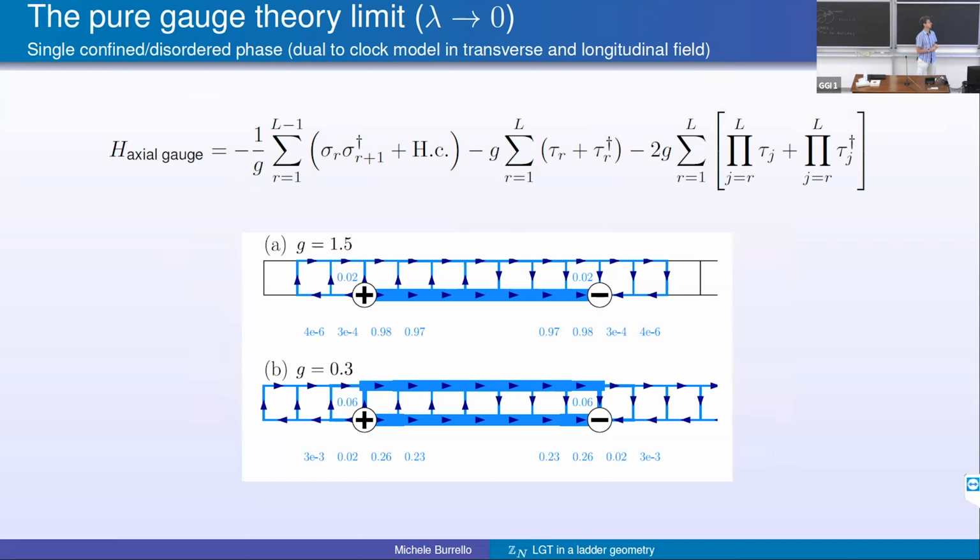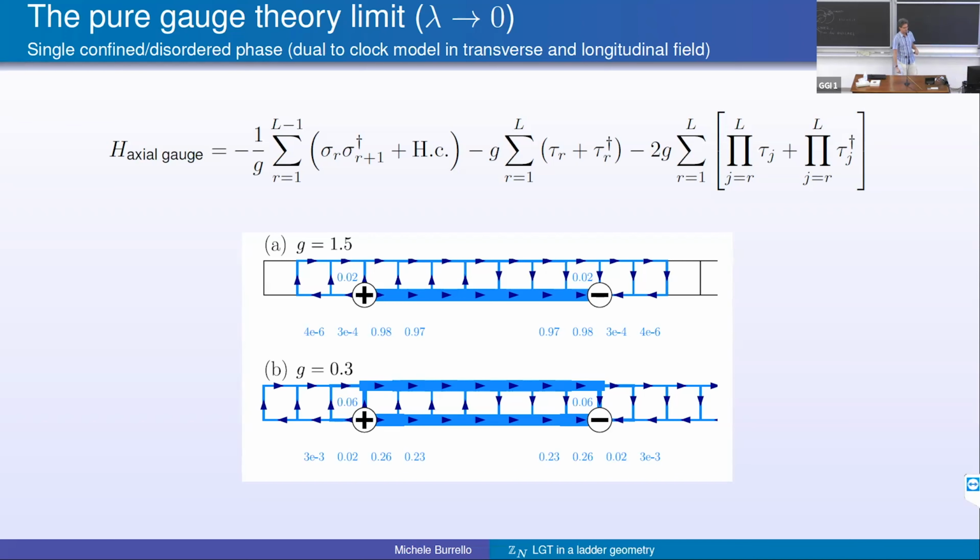And in particular, I can choose a specific gauge to study the model. I choose the axial gauge. And for the axial gauge, what happens is that I have essentially only the degrees of freedom on the rungs that allow me to describe what's happening in this limit. So after doing this mapping and this gauge choice, you see that the first two terms, the plaquette term and the electric field term on the rungs, give rise to a quantum clock model. And instead, the third term that appears here is a non-local term, and it corresponds to the electric fields along the legs.